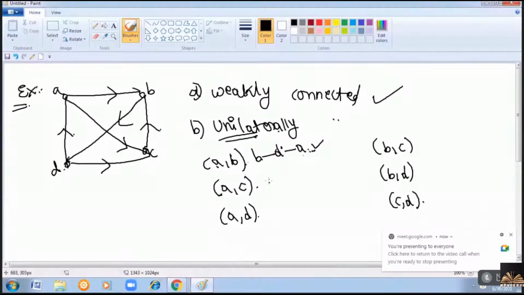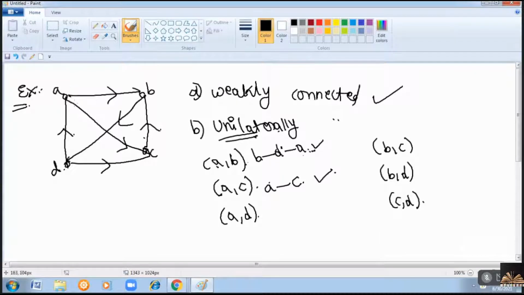Consider the A, C pair. Can I reach C? Yes, you can reach C from A. So no need to check the other direction. Now for A to D, can I reach A? Yes, you can reach A from D, D to A. Consider the pair B to C. You can reach B from C. Now consider the pair B to D. You can reach D from B. Now for C to D, you can reach C from D.